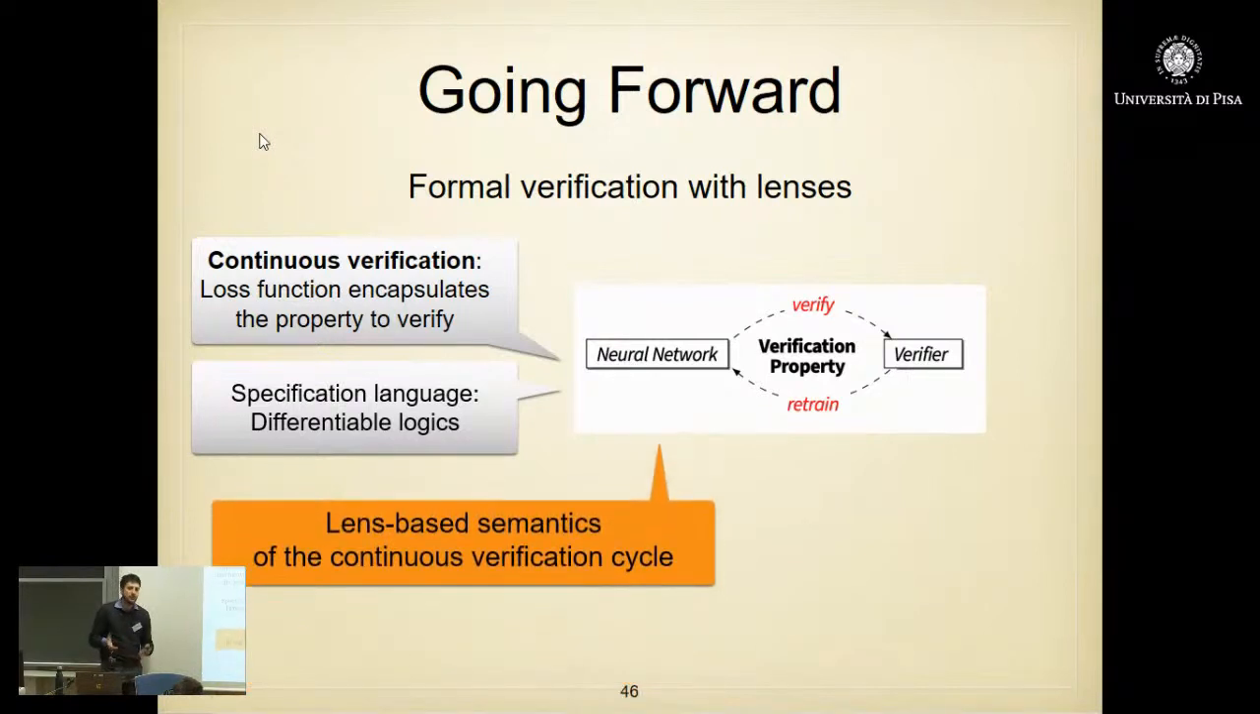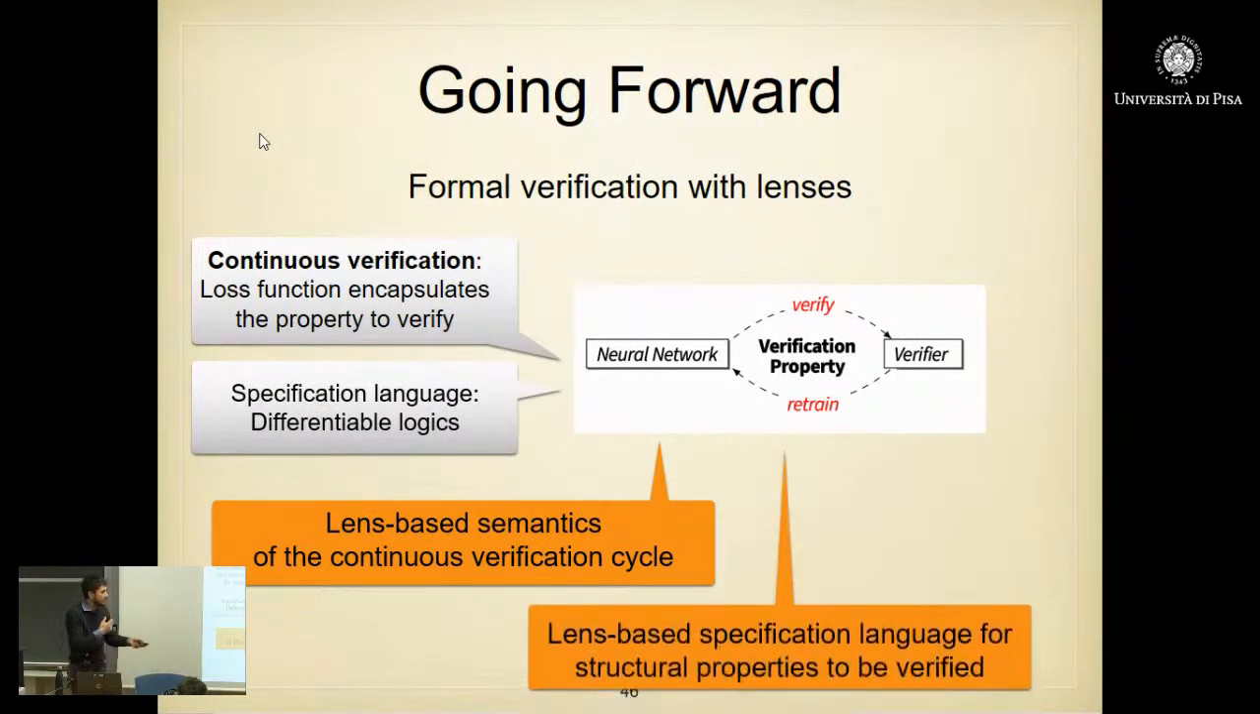I think that if you use lenses, you are much better off, because first of all, this cycle here cries for a formalization in terms of lenses, because there is clearly a forward and a backward mode in this verify and retrain cycle. But I'm pretty sure some of you will see here an adjunction, abstract interpretation. There is lots here to be investigated with our technology.